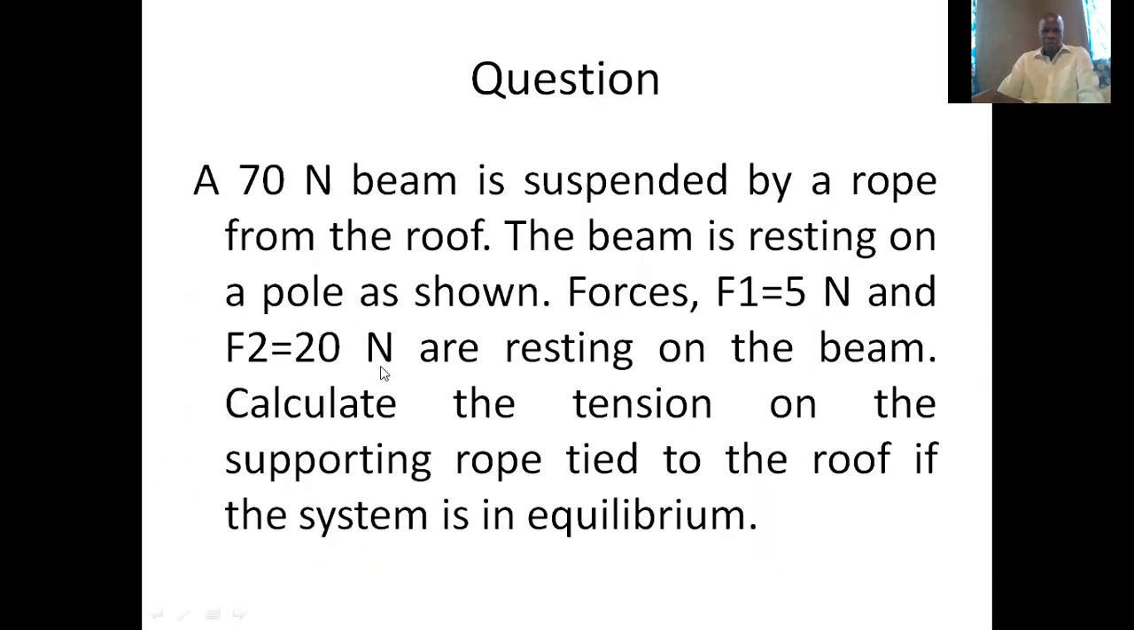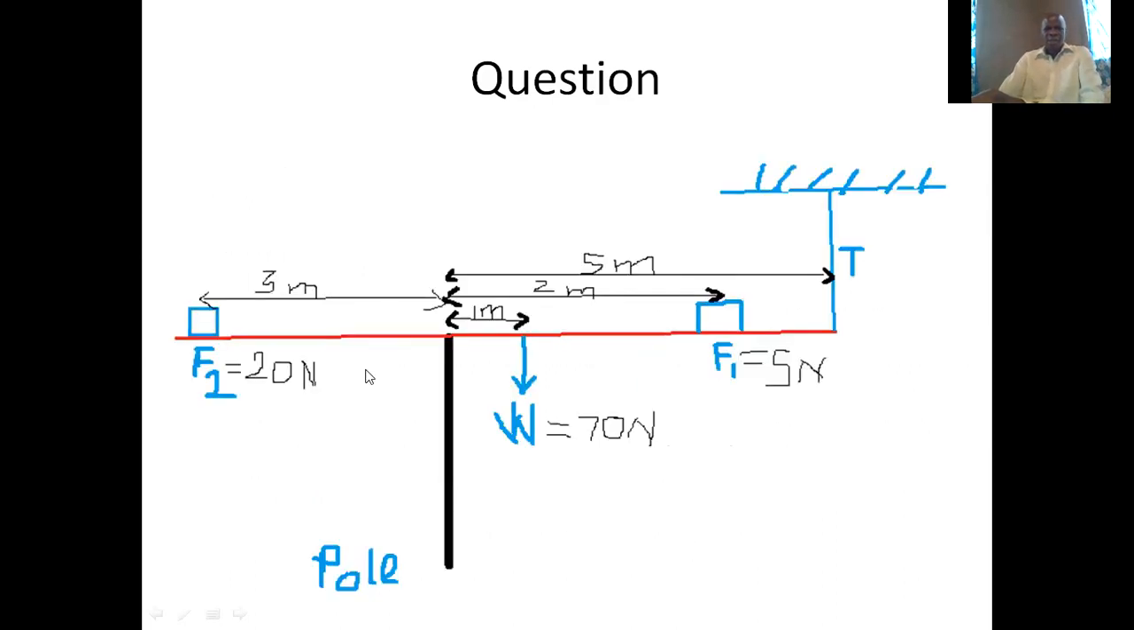And so, calculate the tension on the supporting rope tied to the roof if the system is in equilibrium. So I say, if this rod is to balance, meaning that it is in equilibrium, what would be the force which would be on this rope? Okay, a force on a rope, it is known as a tension.